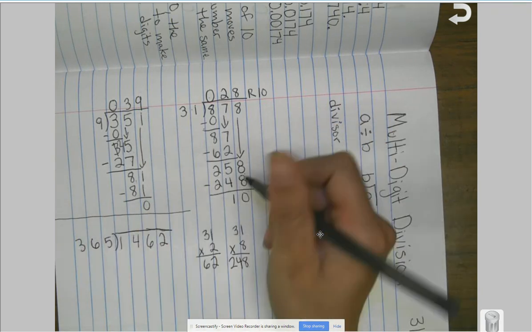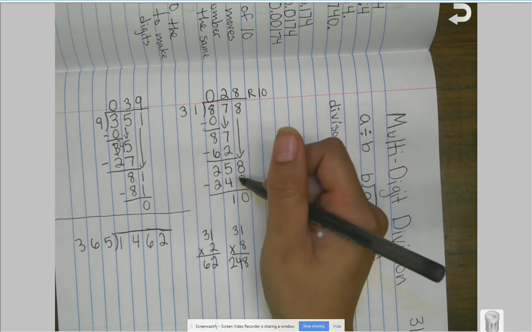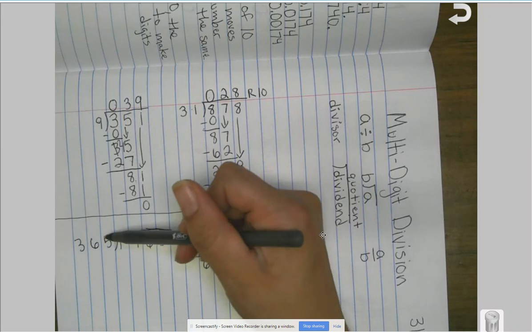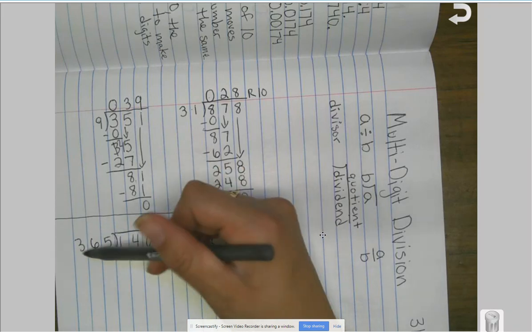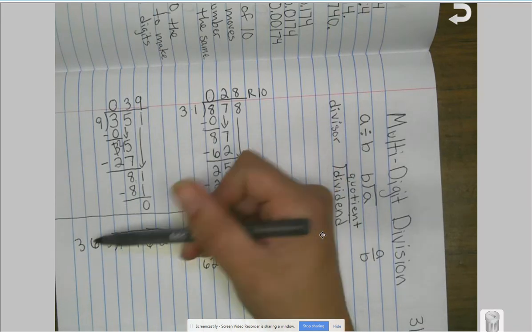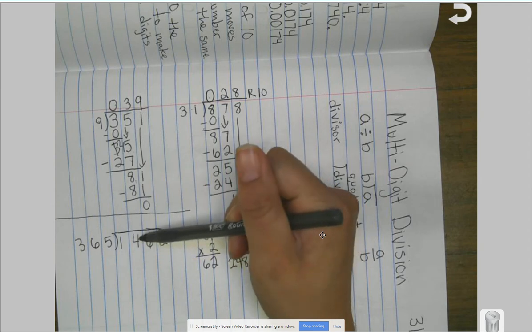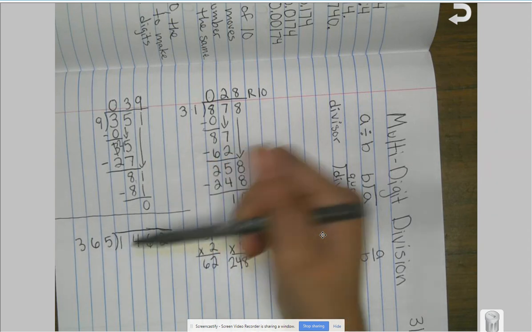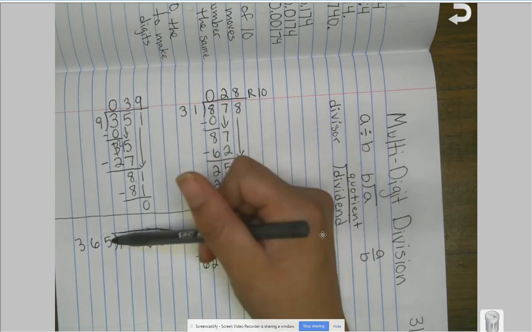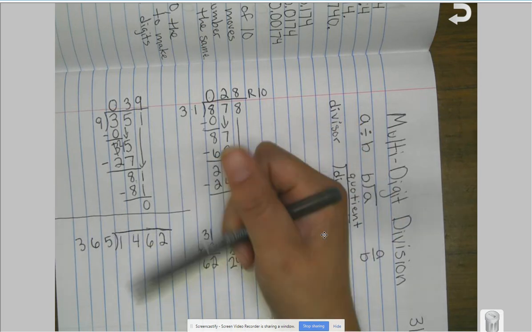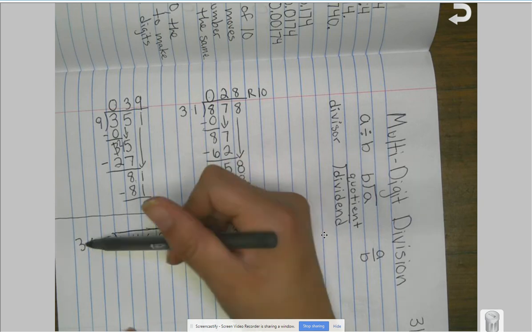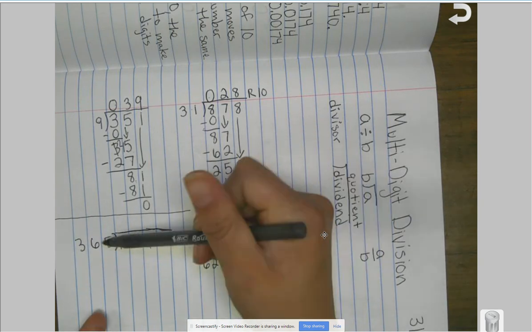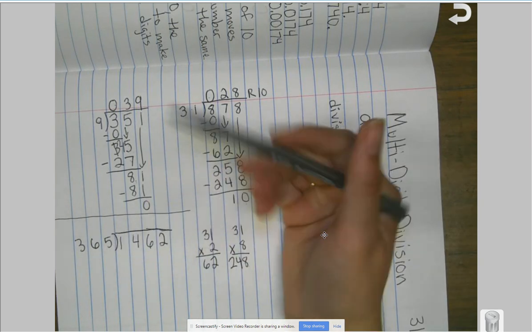Now this seems huge, but this is where our estimating skills can come in handy. How many times do you think we can fit? This would be close to about 400, right? So 400 times 3 is 1,200. So that's a good place for me to think. But since that's an underestimate, maybe 400 times 4, that's 1,600. So somewhere in between there, I'm going to try 4 and see what happens with this.